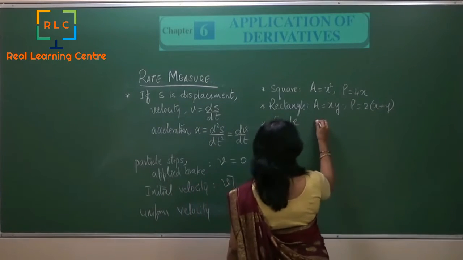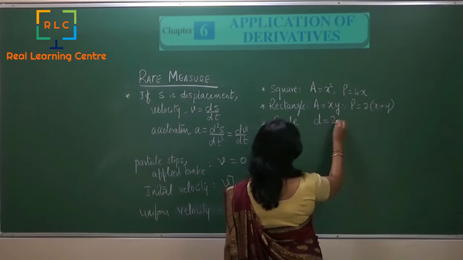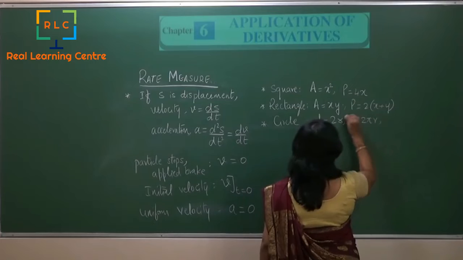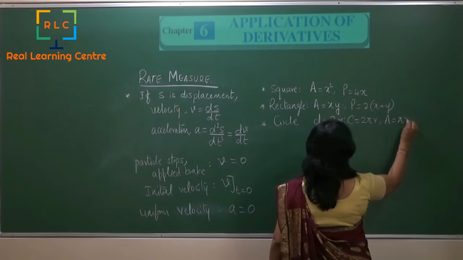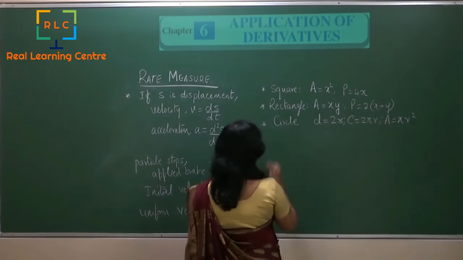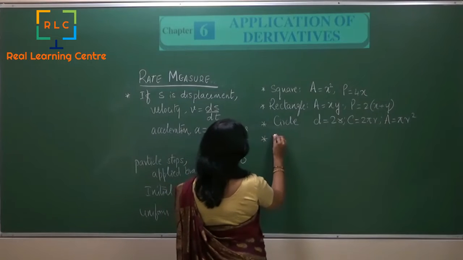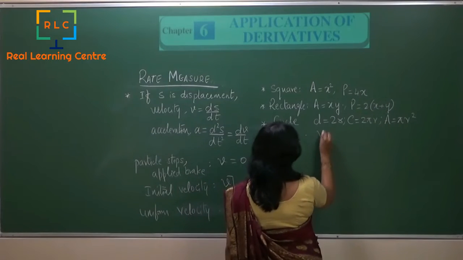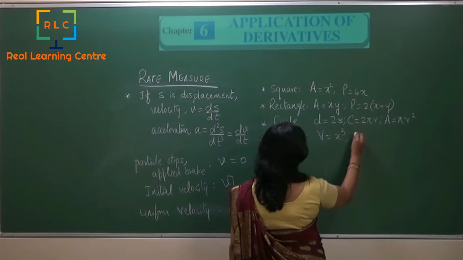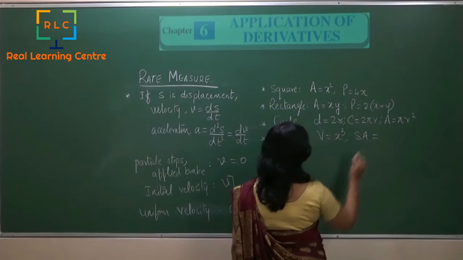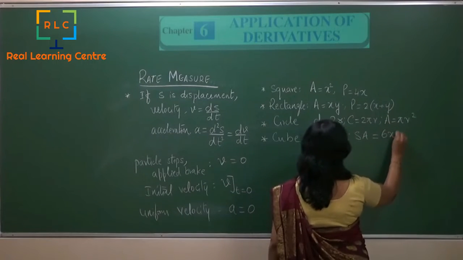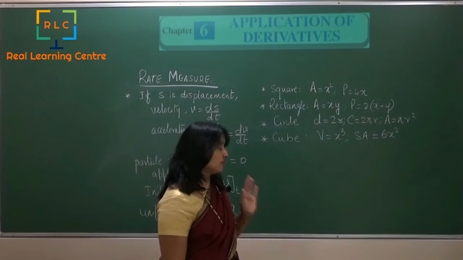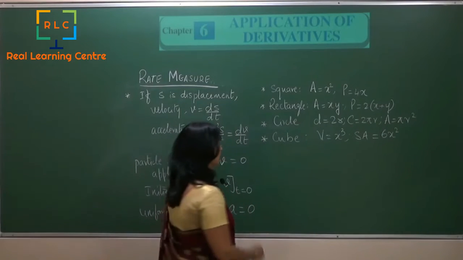For circle, we know diameter is equal to 2 times radius, circumference is equal to 2 pi r, and area is equal to pi r square. After circle, next I'll go to cube. Cube, volume is equal to x cube and surface area is equal to 6x square. There are 6 faces in the cube. Every face is a square, so it is 6x square.